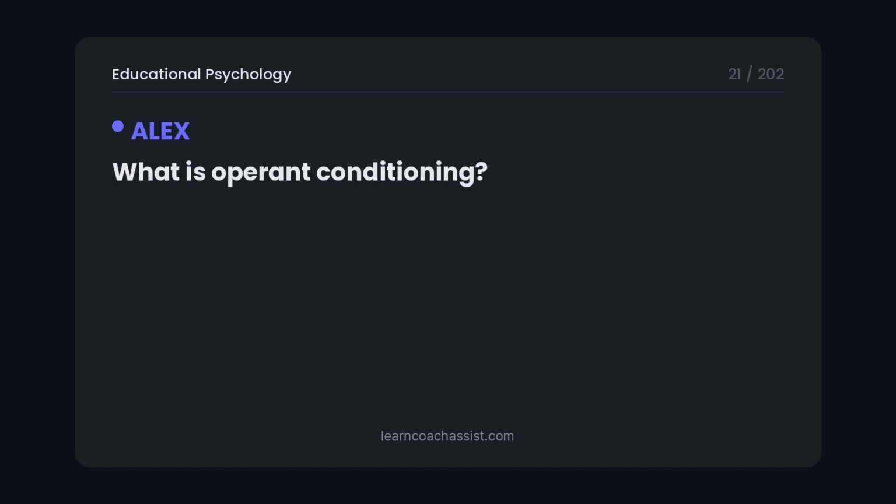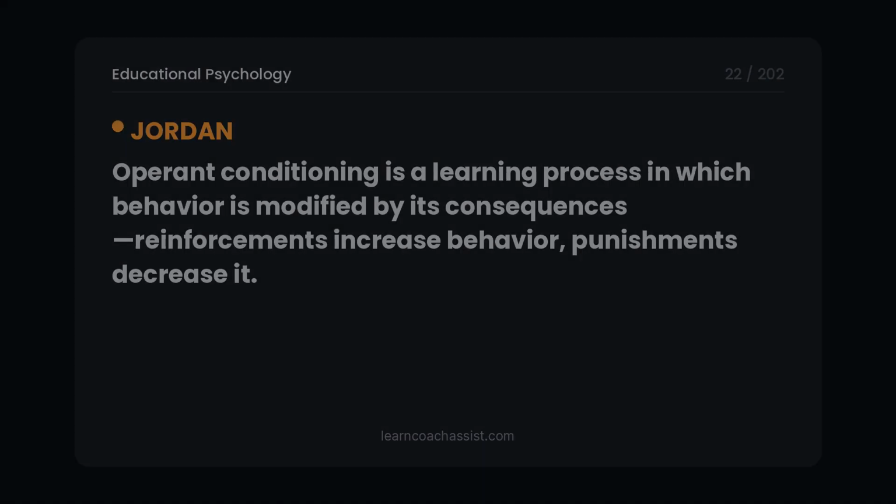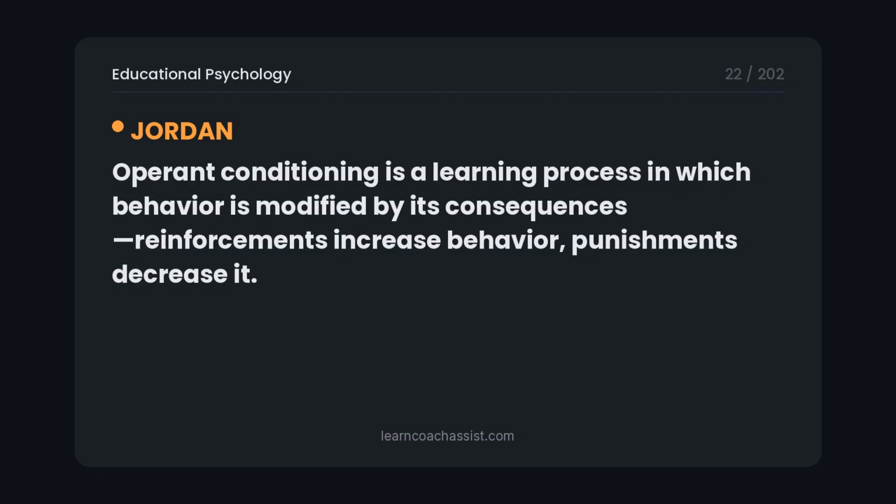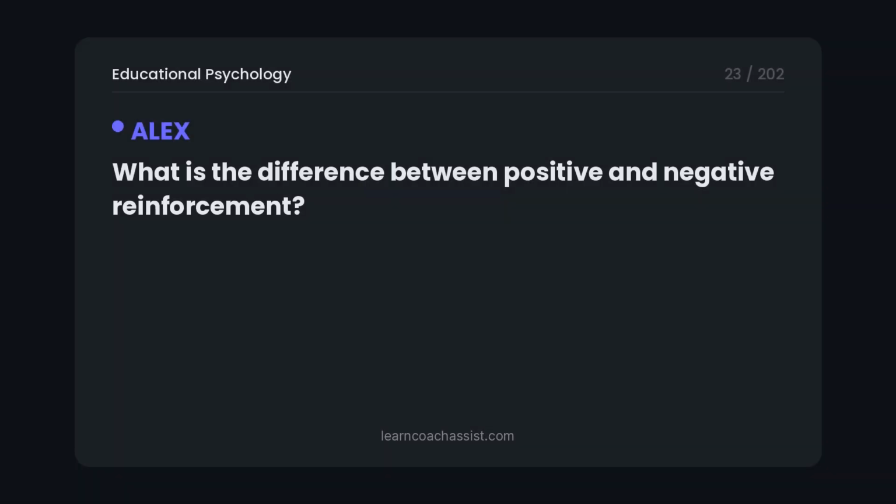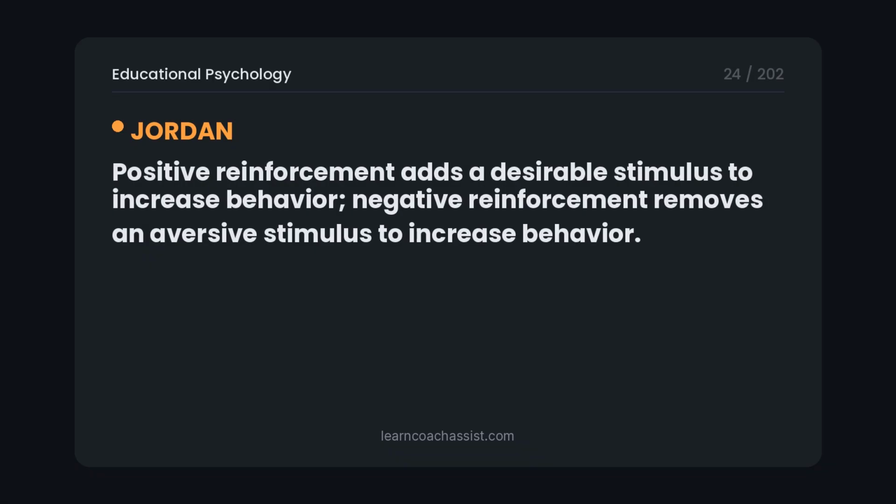What is operant conditioning? Operant conditioning is a learning process in which behavior is modified by its consequences. Reinforcements increase behavior, punishments decrease it. What is the difference between positive and negative reinforcement? Positive reinforcement adds a desirable stimulus to increase behavior. Negative reinforcement removes an aversive stimulus to increase behavior.